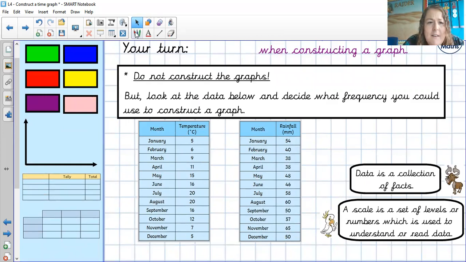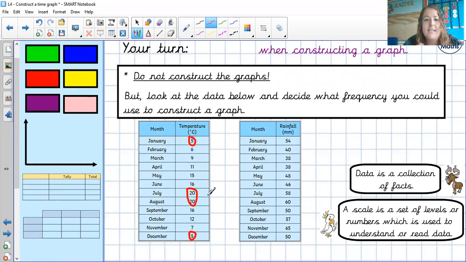So let's have a look at the data then. It ranges from, what's my smallest? My smallest is 5, and that's either January or December. And it goes all the way up to 20, which is July or August. So I'm guessing this might be the temperature in England, potentially. Having a look at my data then, I've got between 5 and 20, and I have some odd and some even numbers. What did you think would be a good scale, maybe?